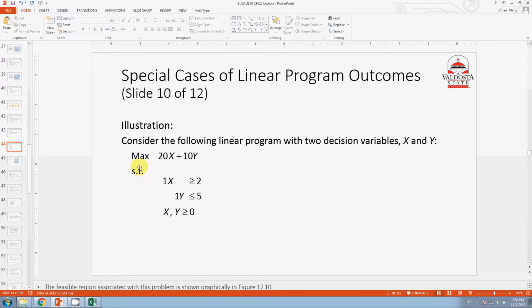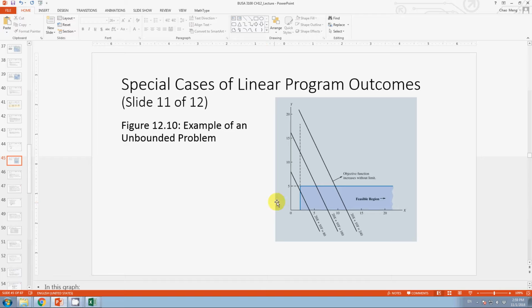So if we look at this example, we're talking about a maximization problem, 20x plus 10y. Here are our constraints. X has to be at least 2, y has to be less than or equal to 5, and they have to be non-negative values. Because we don't have an upper bound for x, and our objective function is to maximize the whole function, that means x can be infinitely large. Then we don't have a solution. So that's an unbounded problem. This is our feasible region.